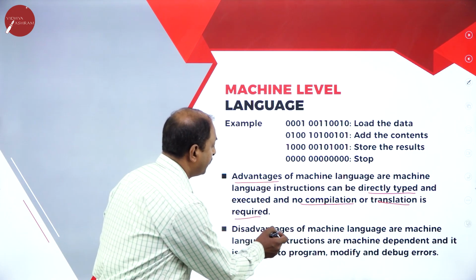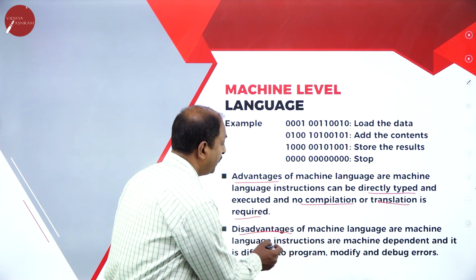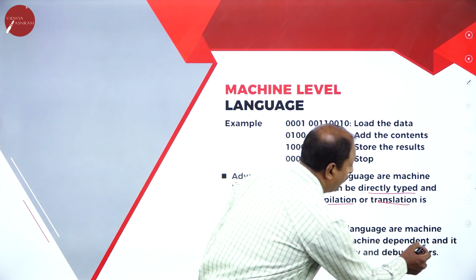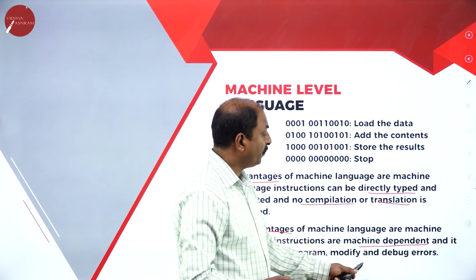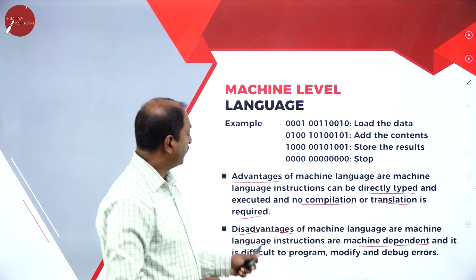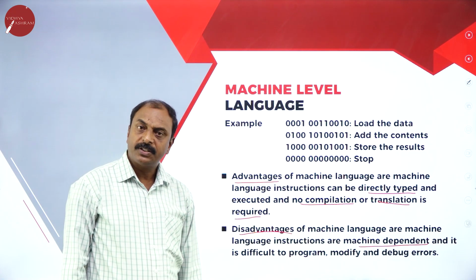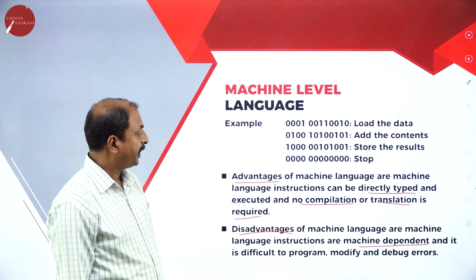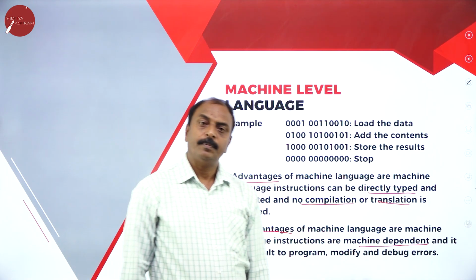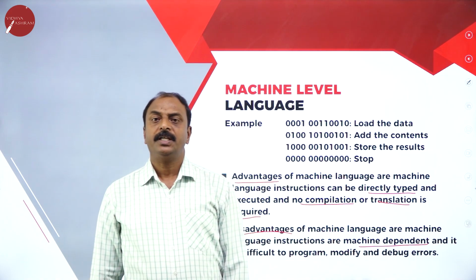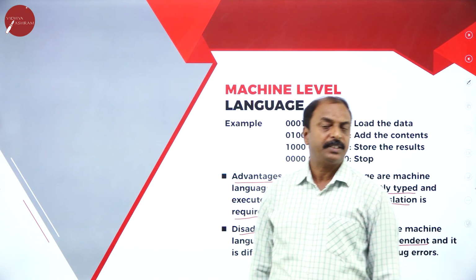Next, what are the main disadvantages? The disadvantages of machine level language are that instructions are machine dependent, and it is difficult to program, modify and debug errors. The main disadvantage is that it is machine dependent. What is the meaning of machine dependent? Each and every machine must have its own code or program statements to be executed.